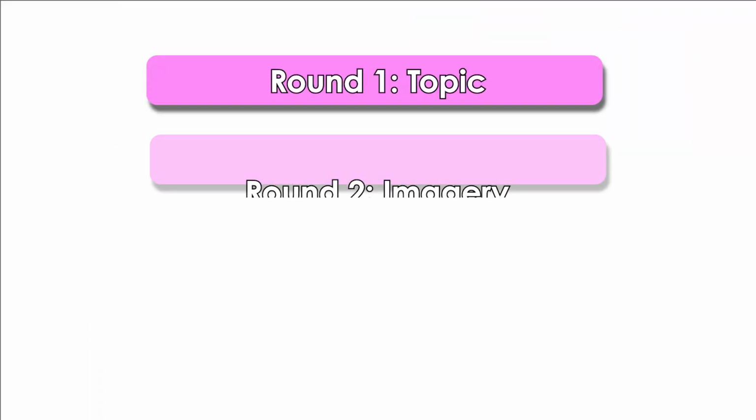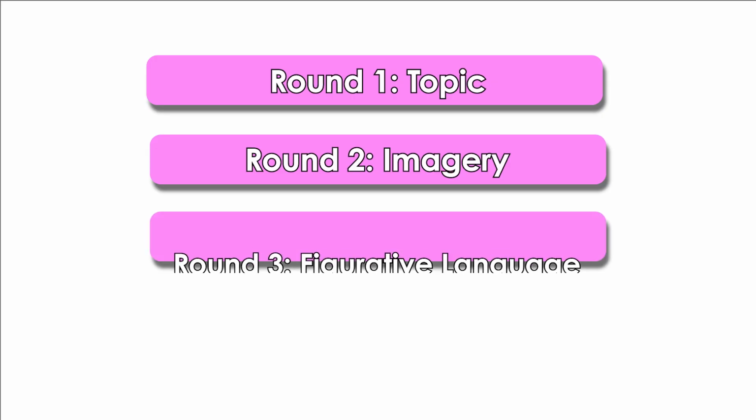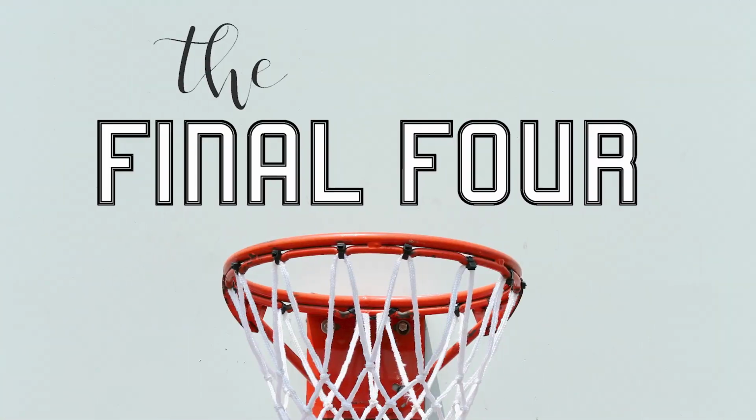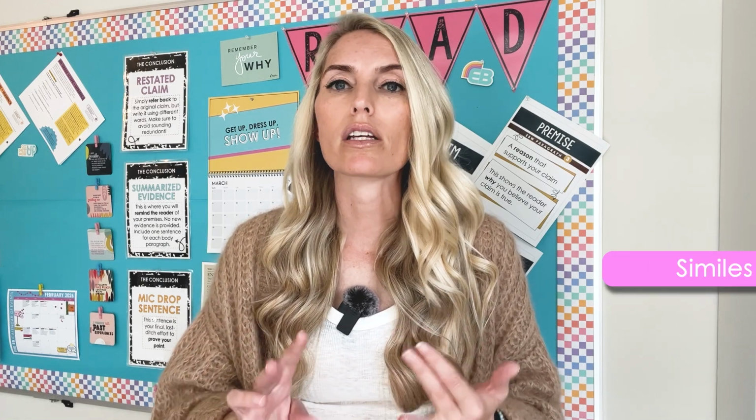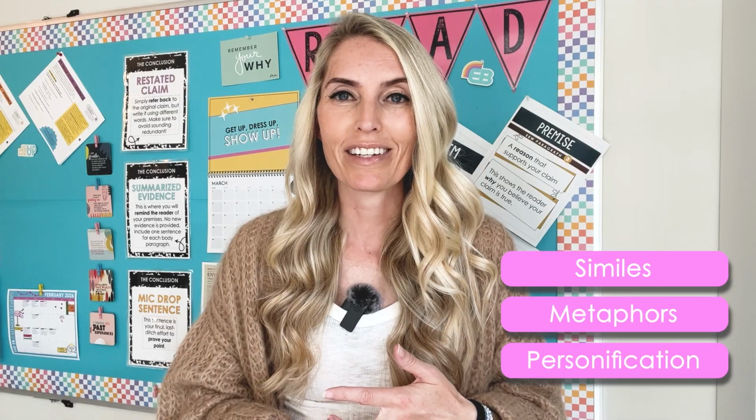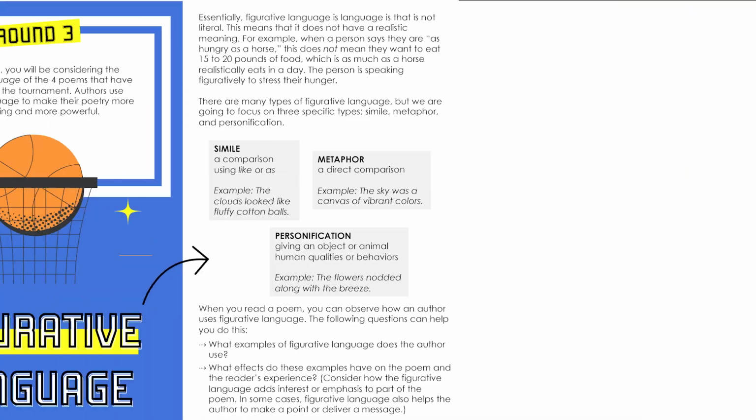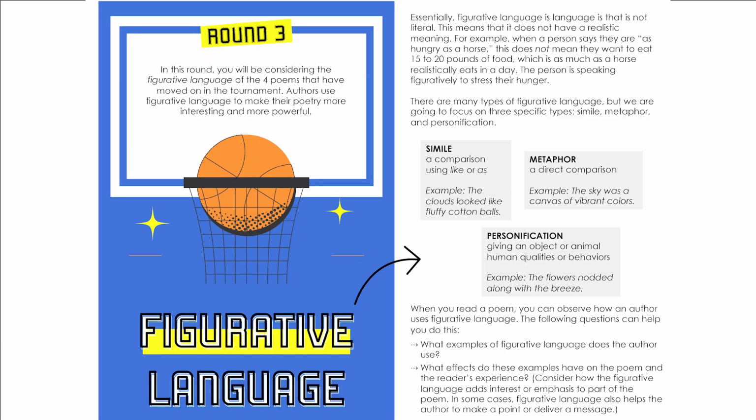So we've talked about topic, we've talked about imagery. Now round number 3, we're focused on figurative language. So by this round, there are only 4 poems left in the entire tournament. So students are now analyzing, focusing on similes, metaphors, personification. And students are going to identify examples of figurative language, and then they'll discuss how those choices of figurative language affect the meaning or the impact of the poem.